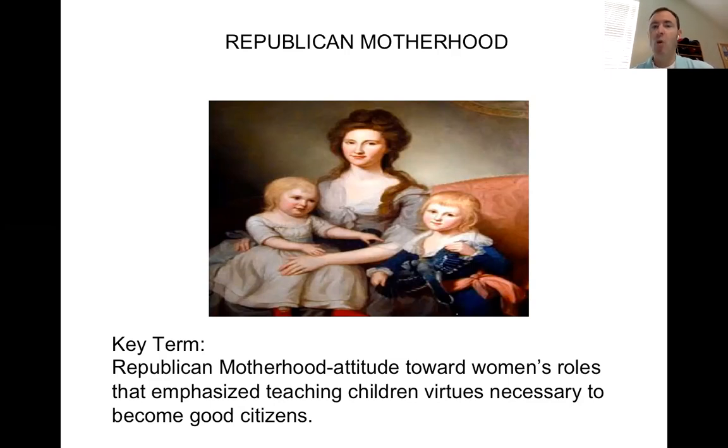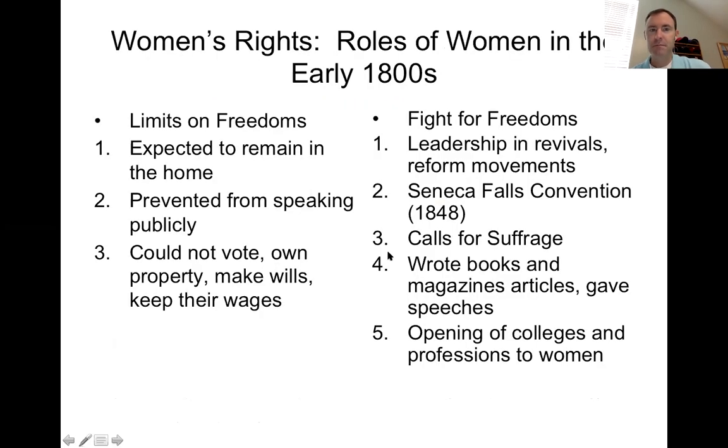Why is that a big deal? Because women do feel that their rights are certainly worth building upon, redefining, and extending. So they have limits to their freedoms. Staying home was seen as more of an expectation rather than an exception. Over time, that changes, as we know.